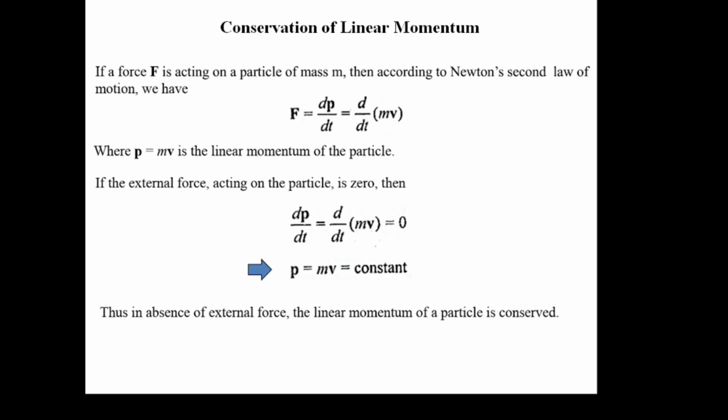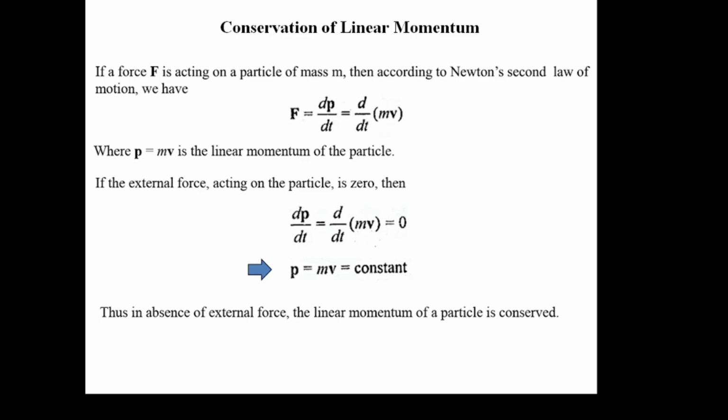So first we will discuss conservation of linear momentum. It states that the total momentum of an isolated system is constant. That means no matter how strong the interactions among its constituents and no matter how complicated the motions, the total momentum of an isolated system is conserved or constant.